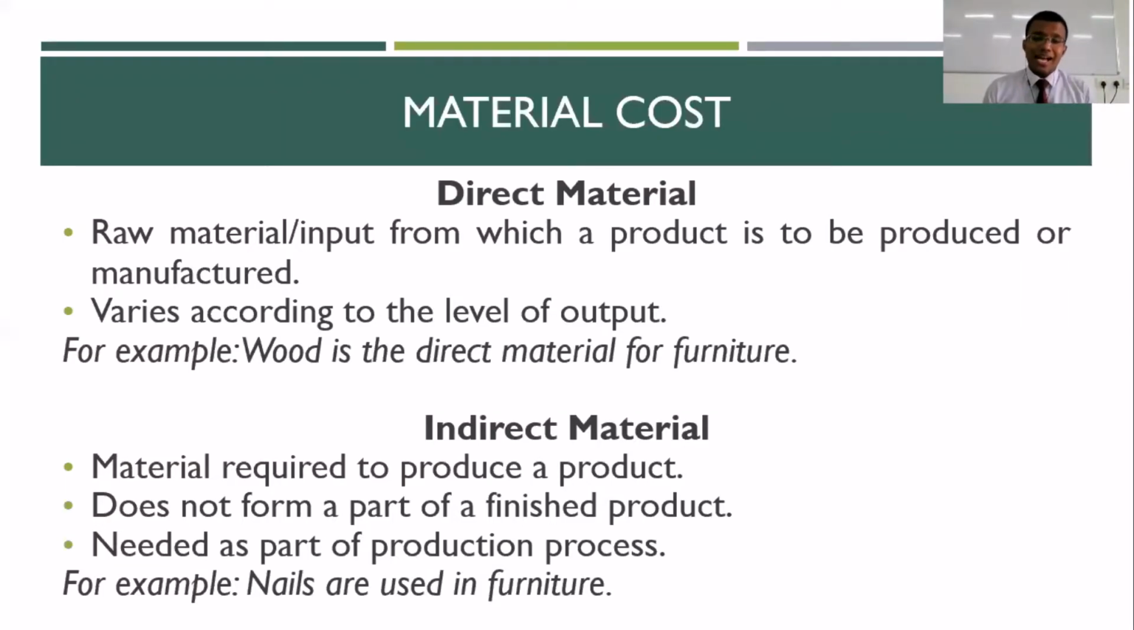Then you have indirect material. So indirect material, these are needed. They may not be so essential, but these are still needed. Okay? So indirect materials are those materials which are needed as a part of your production process. Two characteristics: one is it may not be so vital.